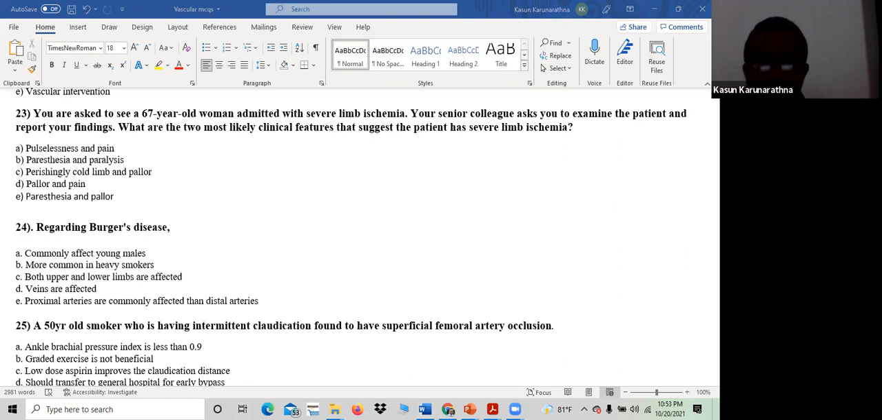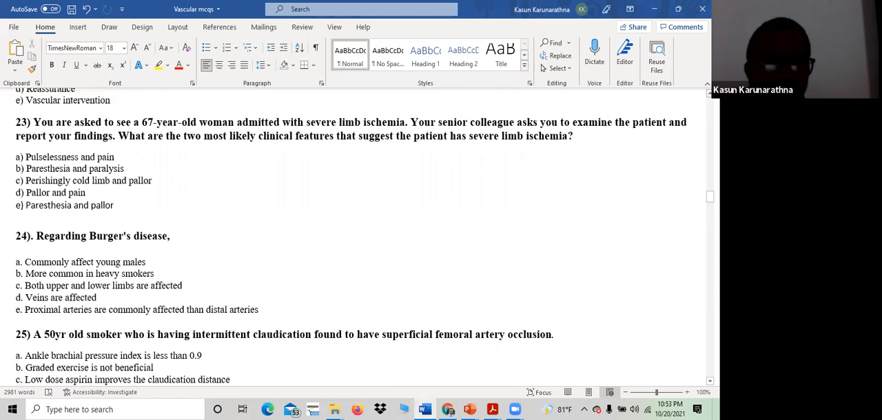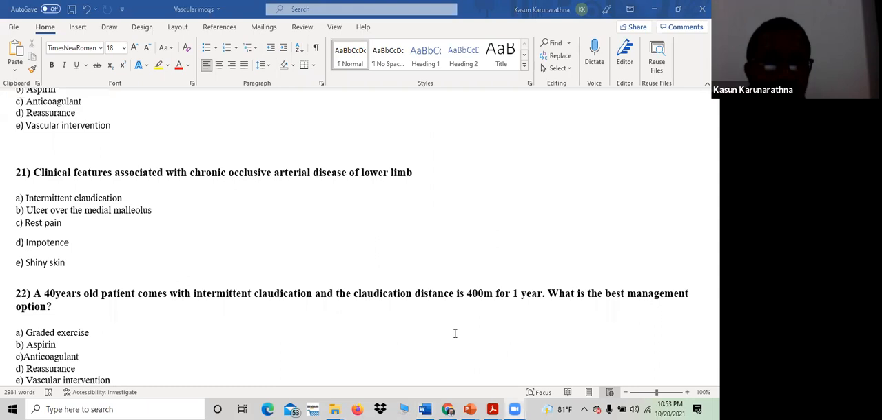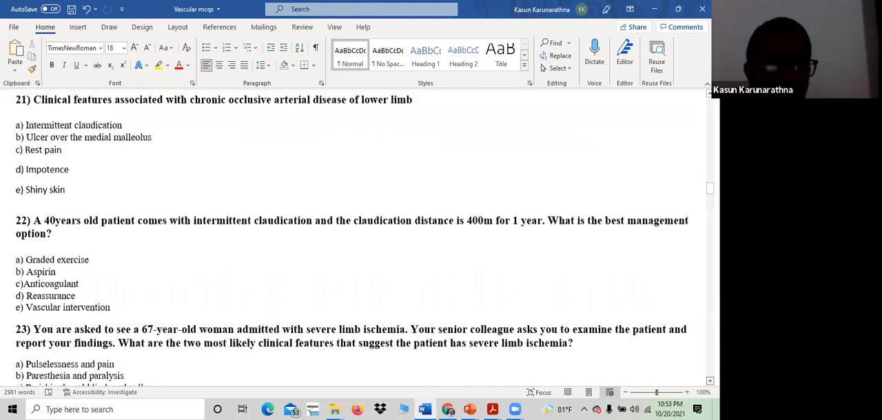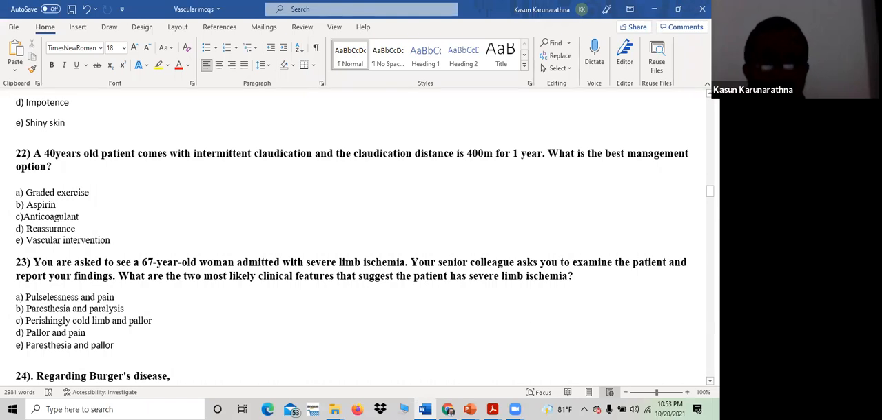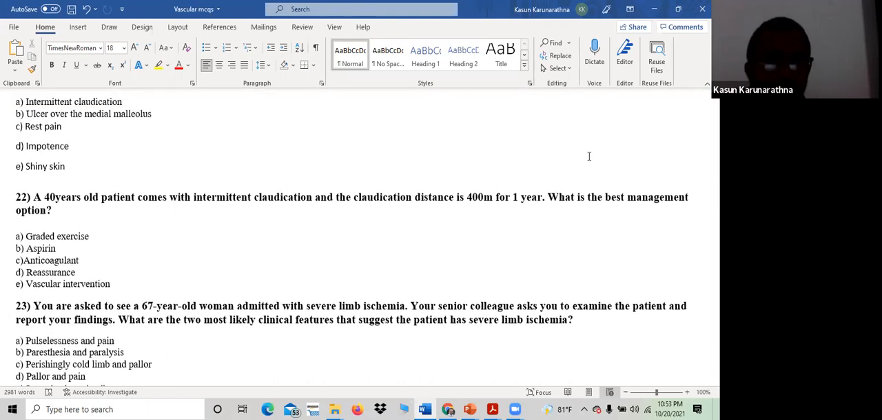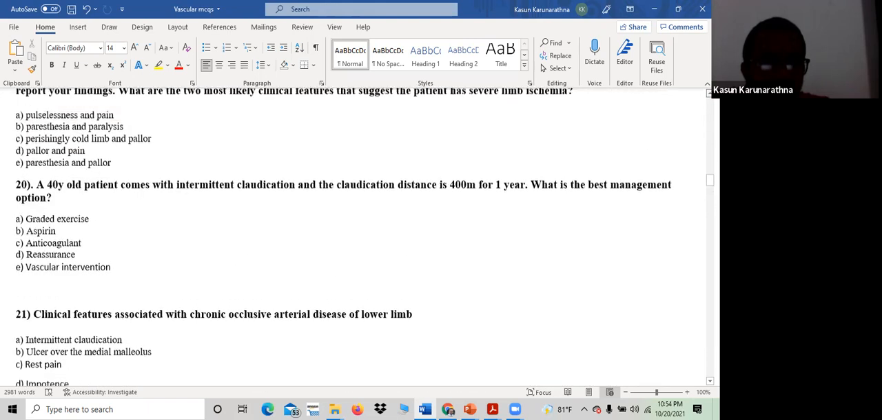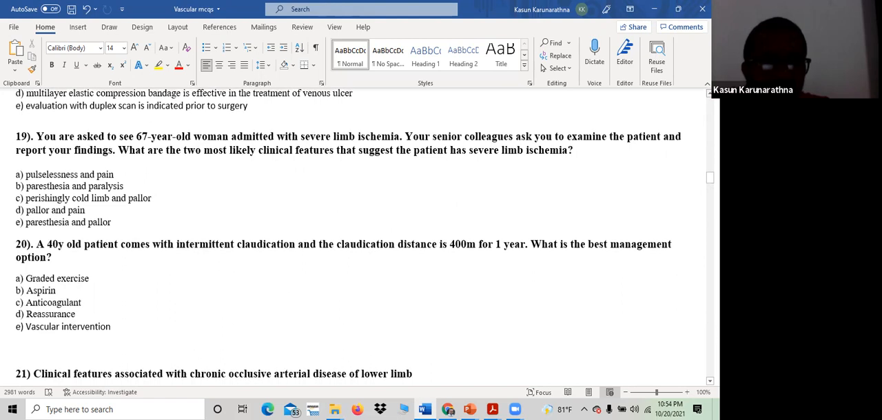Right. Okay. Answer is B. Yes, paresthesia and paralysis. Yes. Then again, same thing in question number 19.